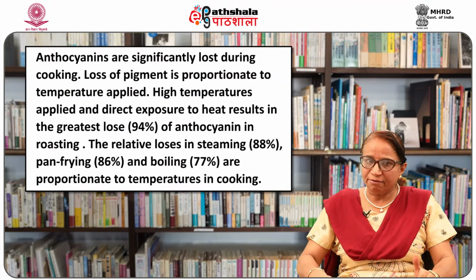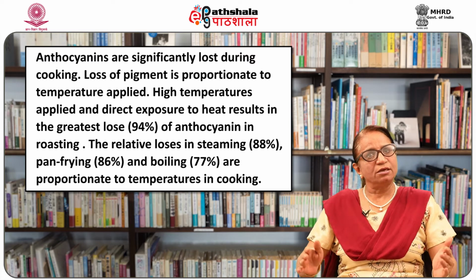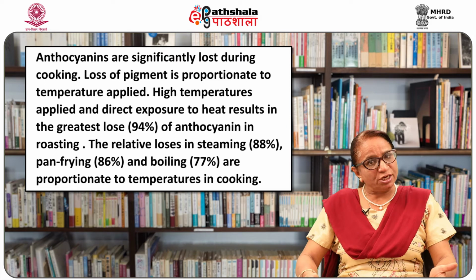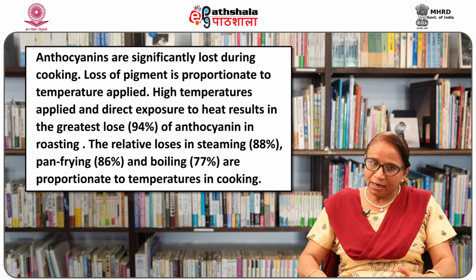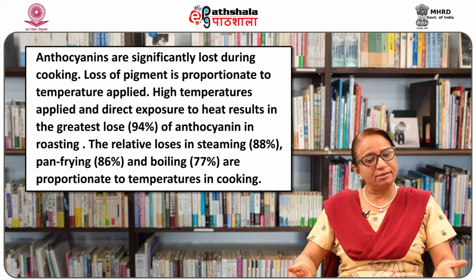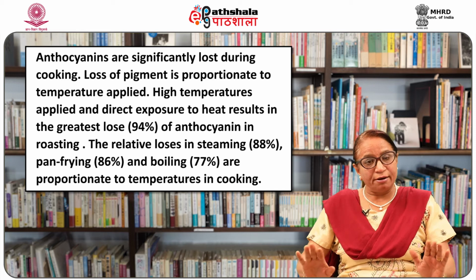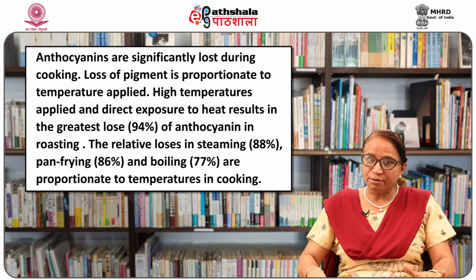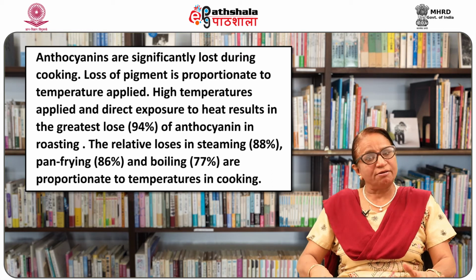Anthocyanins are significantly lost during cooking. Loss of pigment is proportionate to the temperature applied. High temperatures and direct exposure to heat result in the greatest loss. Nearly 94% of anthocyanins is lost in roasting. The relative losses in steaming are 88%, pan frying 86% and boiling 77%.